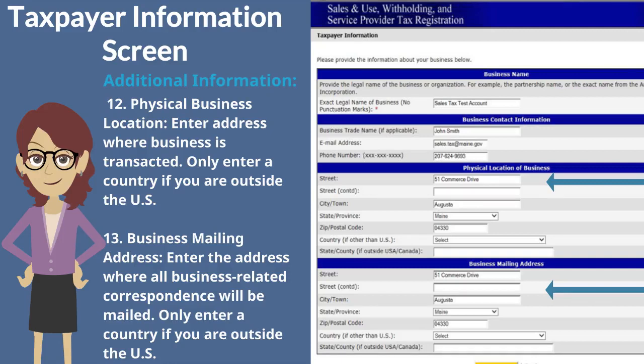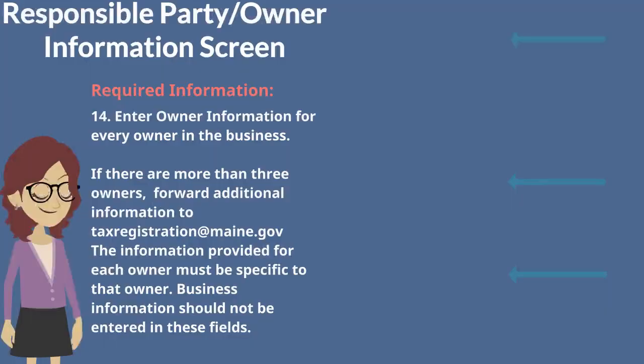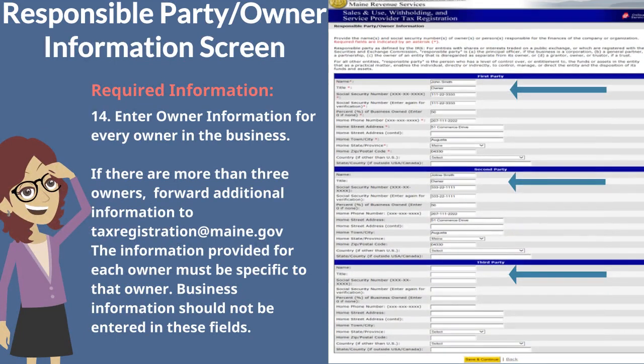13. Business mailing address. Enter the address where all business-related correspondence will be mailed. Only enter a country if you are outside the U.S. The next screen is the responsible party/owner screen. Enter the following required information.